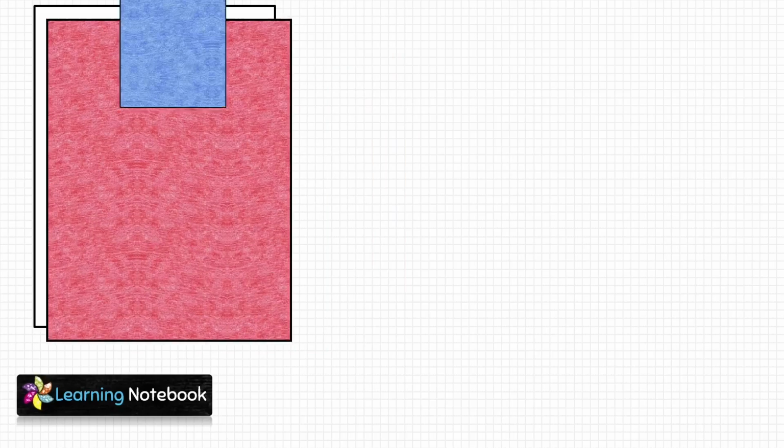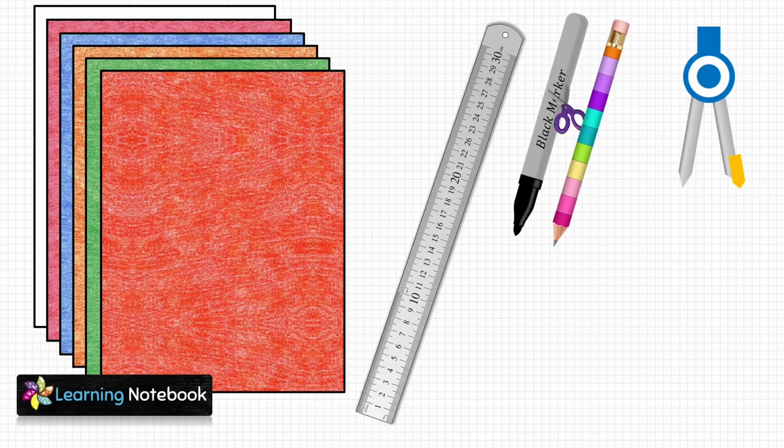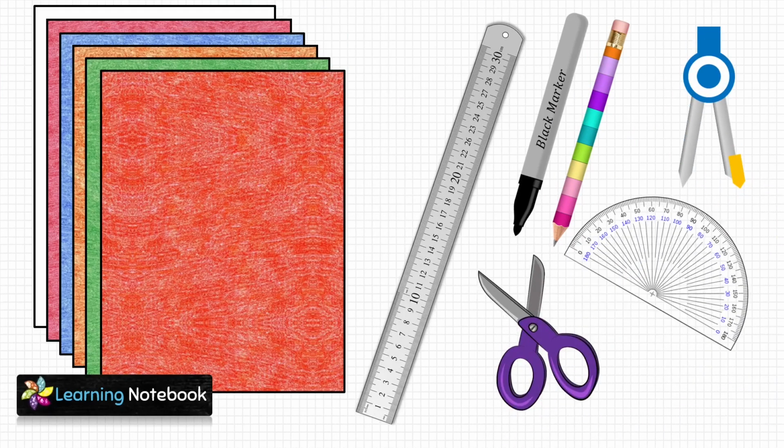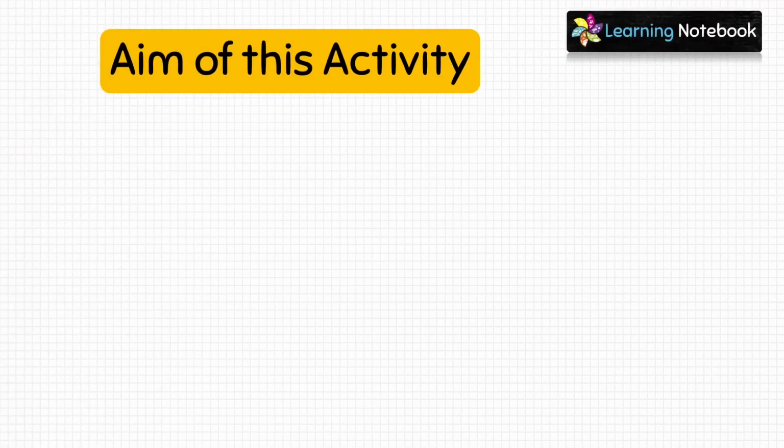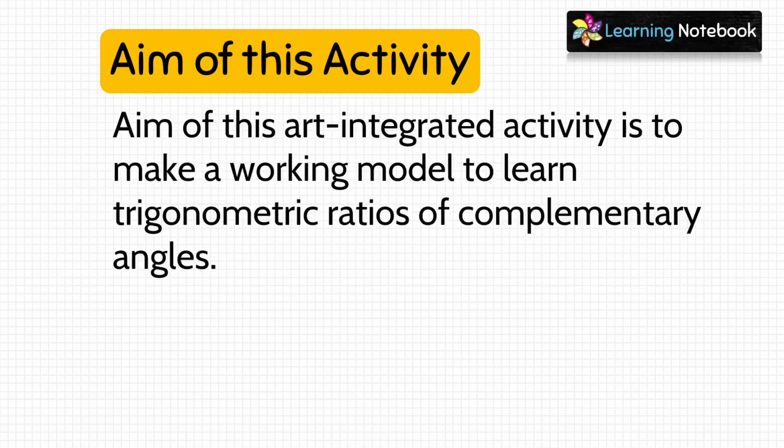For this activity, we need few colorful thick sheets, a ruler, a black marker pen, a pencil, a compass, a pair of scissors, a protractor and nut and bolt. The aim of this art integrated activity is to make a working model to learn trigonometric ratios of complementary angles.